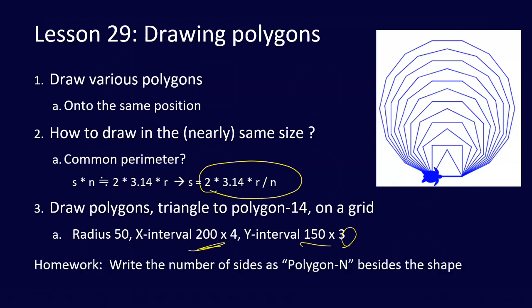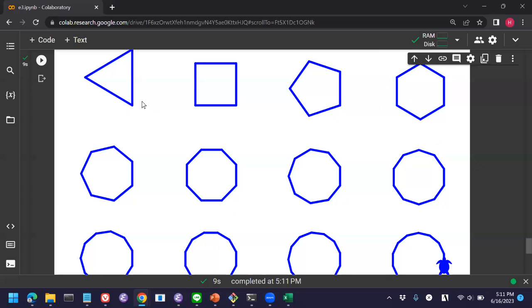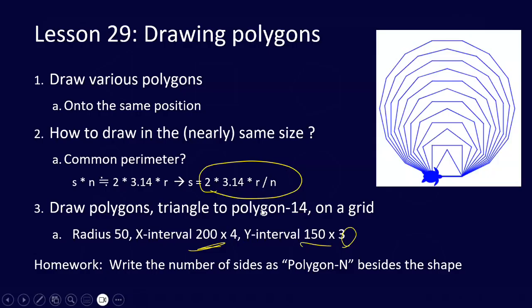So that's all for today. Homework: write the number of sides or vertices as polygon n beside the shape. So here polygon 3, polygon 4, polygon 5, polygon 6, something like that. Maybe we can decrease this. Okay, anyway, be sure to come back with your homework results and see you again. Bye-bye.